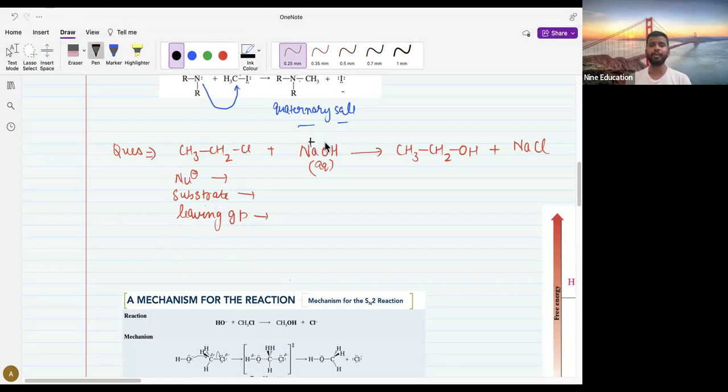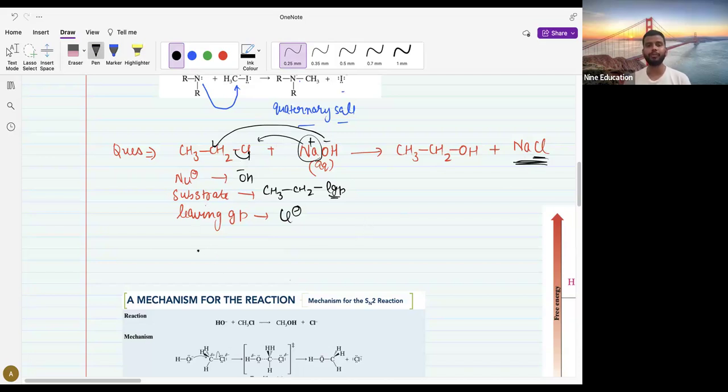The nucleophile here will be OH minus, because OH minus will attack the carbon and remove the Cl minus. The substrate will be CH3CH2, the part on which the leaving group is attached. And the leaving group is Cl minus, because Cl minus goes, and the Na positive which was remaining will combine with Cl minus to give NaCl.